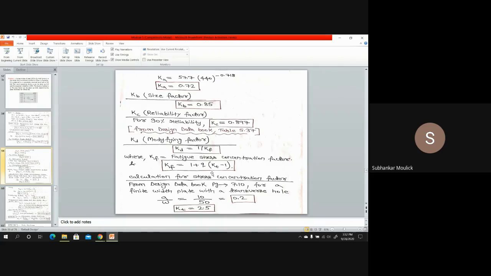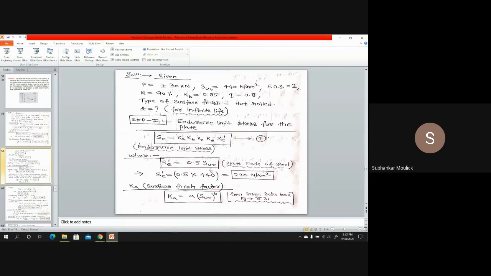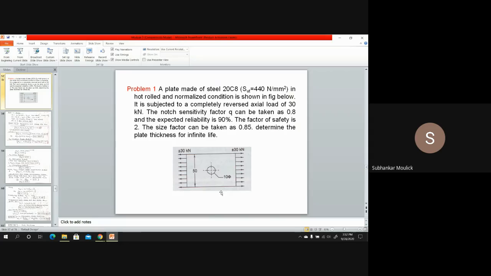Kt you have to find out from the design data book using those graphs. If you remember, when I was discussing the stress concentration concept, I showed you how to read those graphs. From those graphs, you have to first find out the value of Kt, and before finding the value of Kt, you have to analyze the diagram, that this diagram suits which graph. Yes or no?